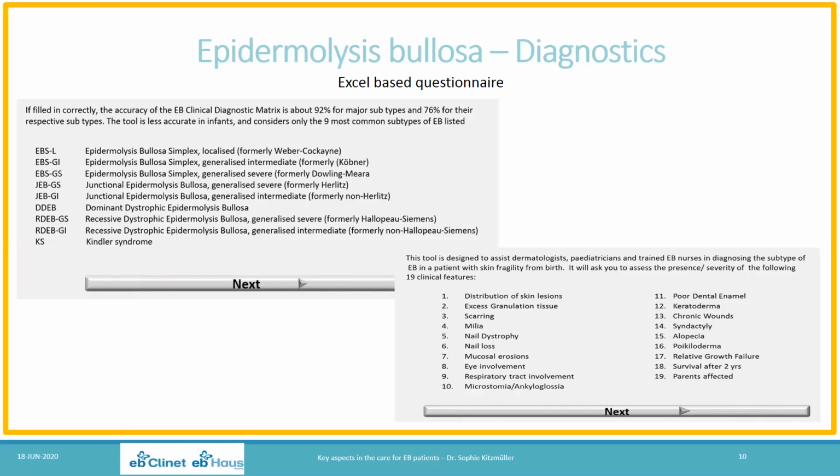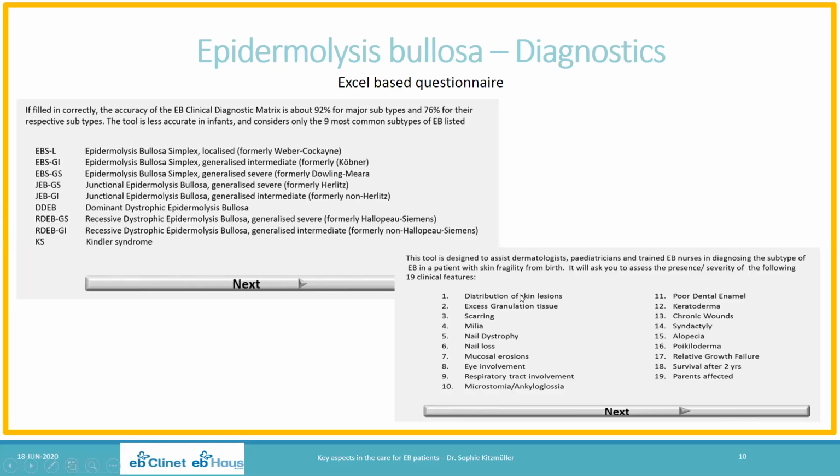This diagnostic matrix is an Excel-based questionnaire. So you don't have to have a lot of resources or a specialized program. It basically runs on almost every computer, and you can get in very easily. The link will be provided at the end of the presentation. And what it does is narrow down the clinical diagnosis to one or two of those subforms that you see here.